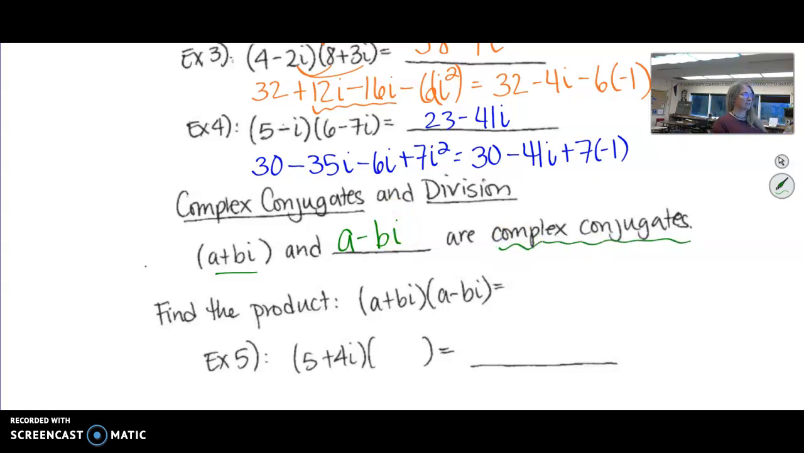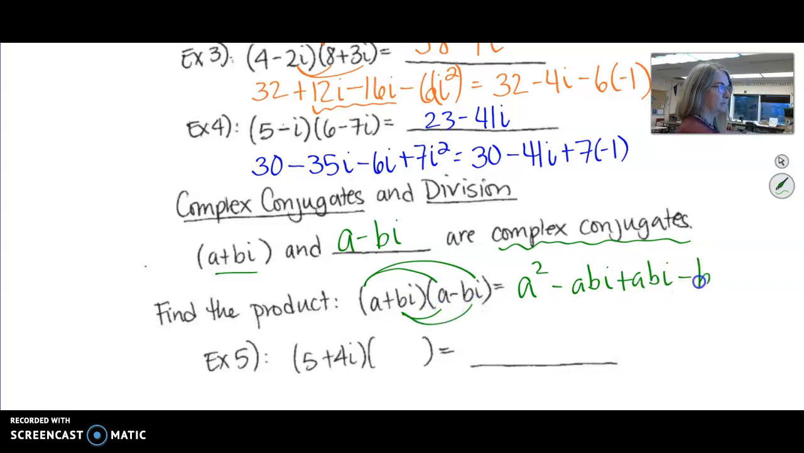So you just take the opposite sign of the imaginary part from the other term. So if you multiply a complex number times its complex conjugate, look what happens. Let's FOIL this. You have a times a is a squared, and then I have minus abi, and then I have plus abi, and then I have minus b squared i squared.